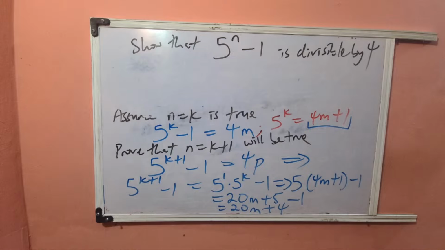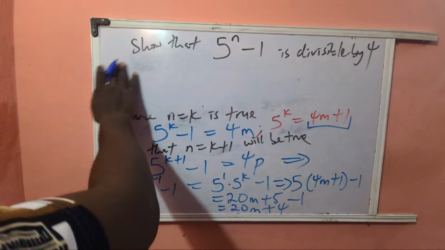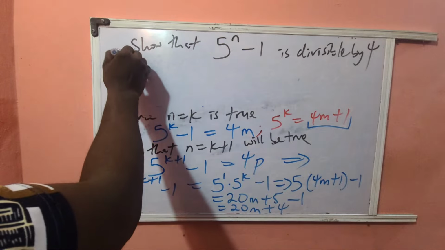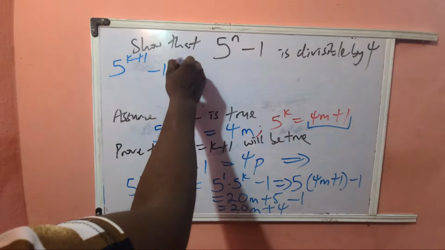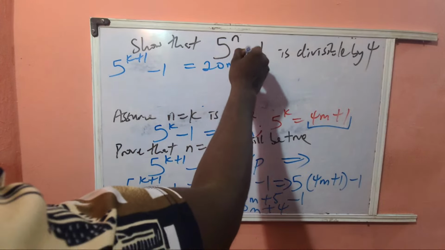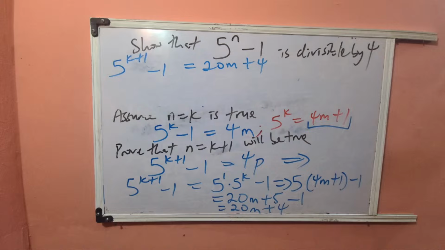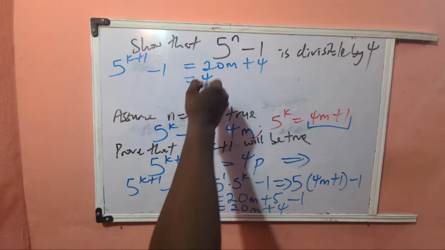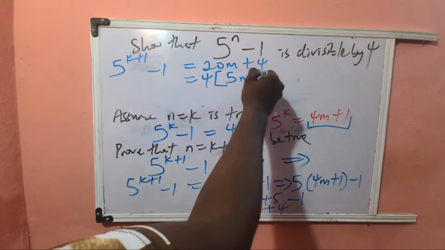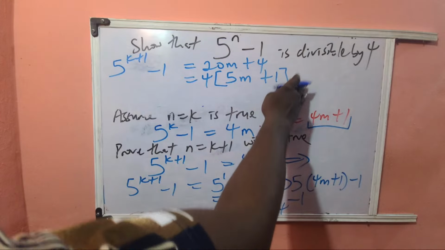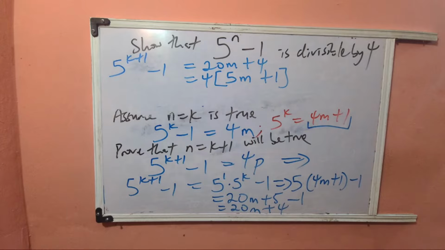All right. So look at what we have gotten. Our 5 raised to the power k plus 1 minus 1, which was our final step, is equal to 20m plus 4. Now let's factorize 4 out. What are we left with? We're left with 5m plus 1.